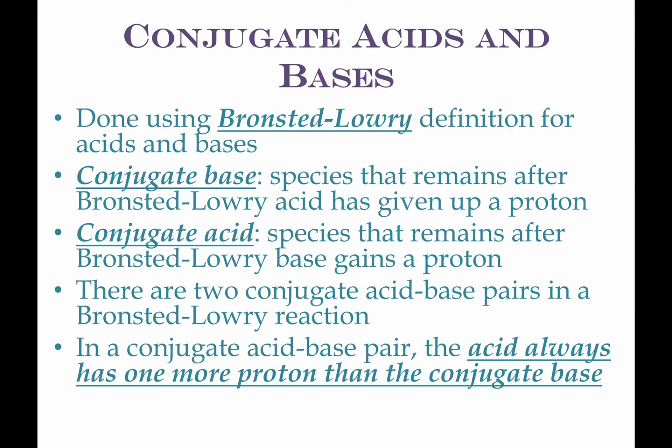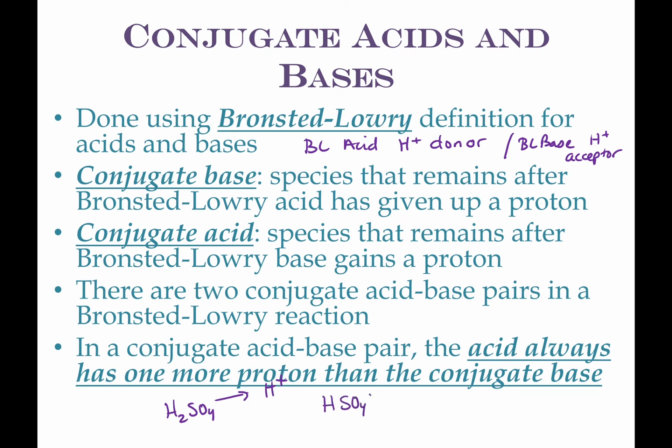Conjugate acid bases. This is done with the Bronsted-Lowry acid-base definition. So a Bronsted-Lowry acid is a proton donor, and a Bronsted-Lowry base is a proton acceptor. Conjugate base is a species that remains after the acid has given up a proton. So if I have H2SO4 and it gives up a proton, what's left? HSO4 minus. So this would be the acid, this would be the conjugate base.